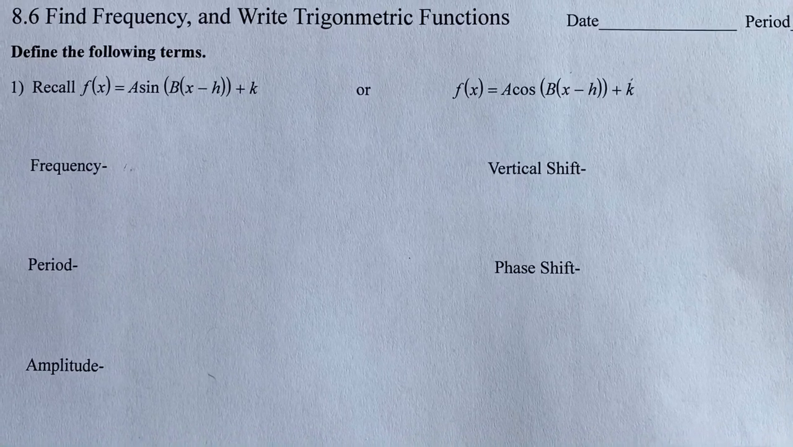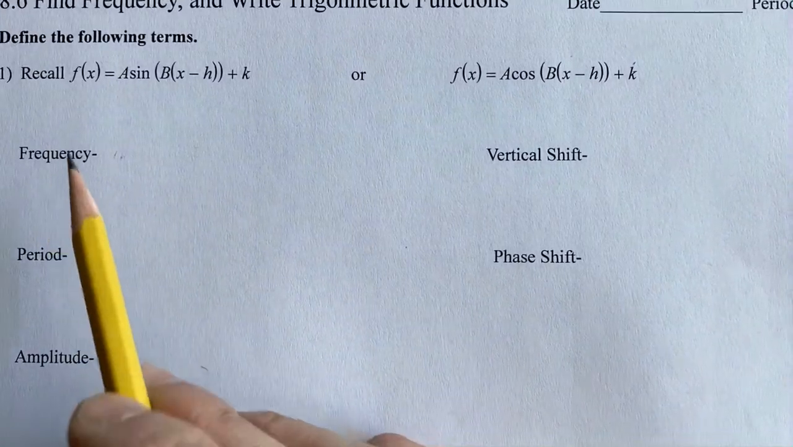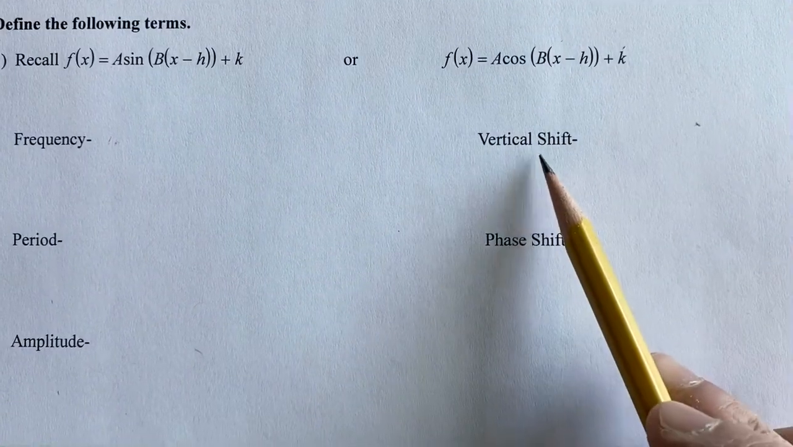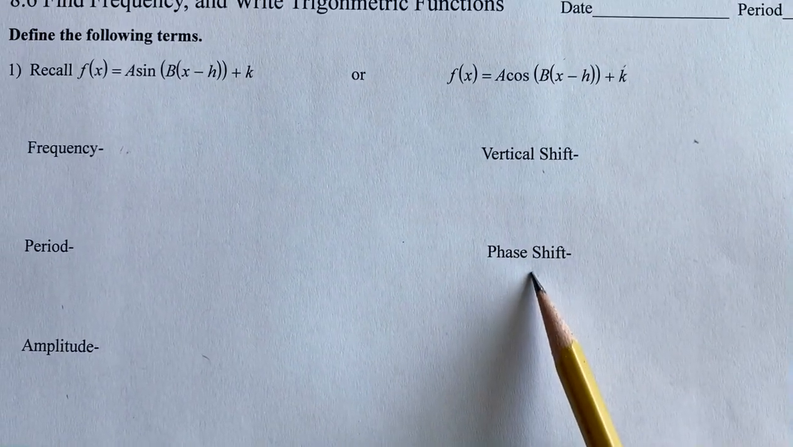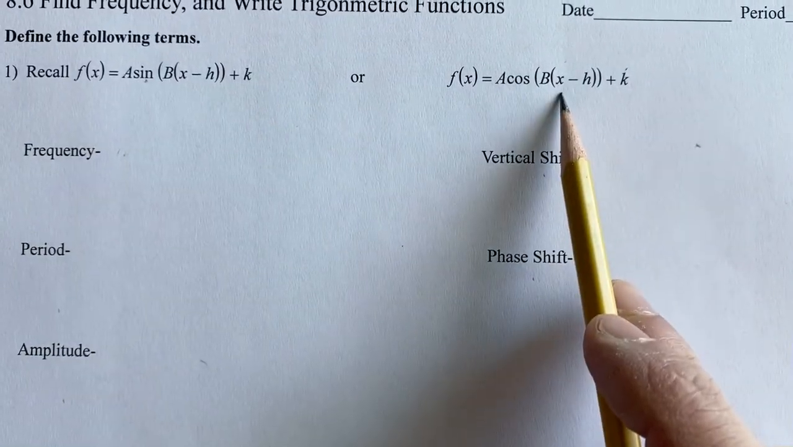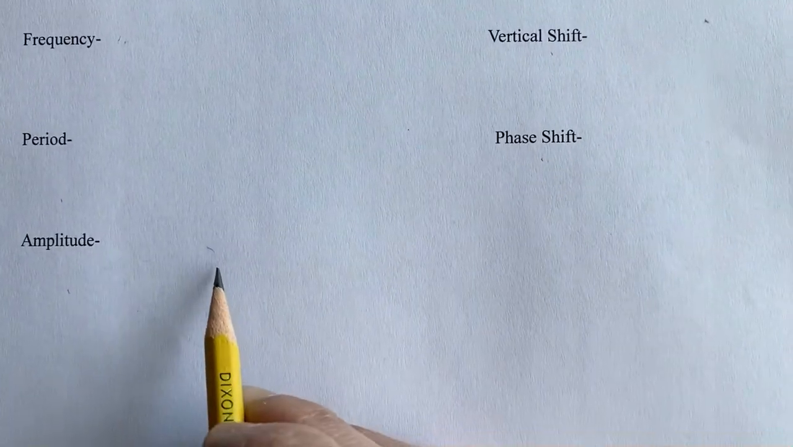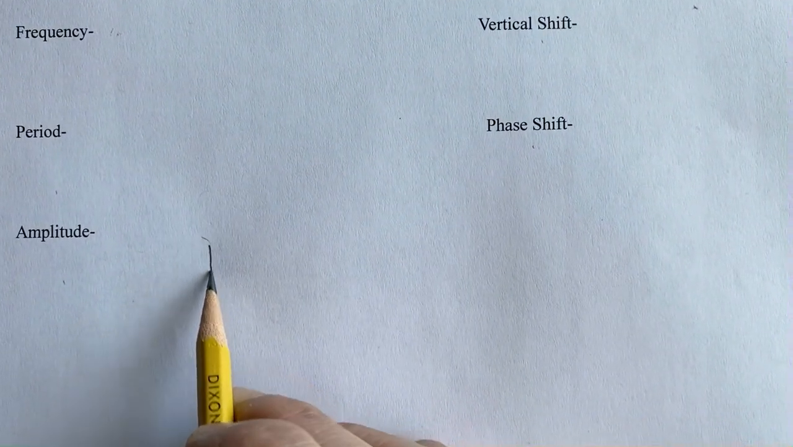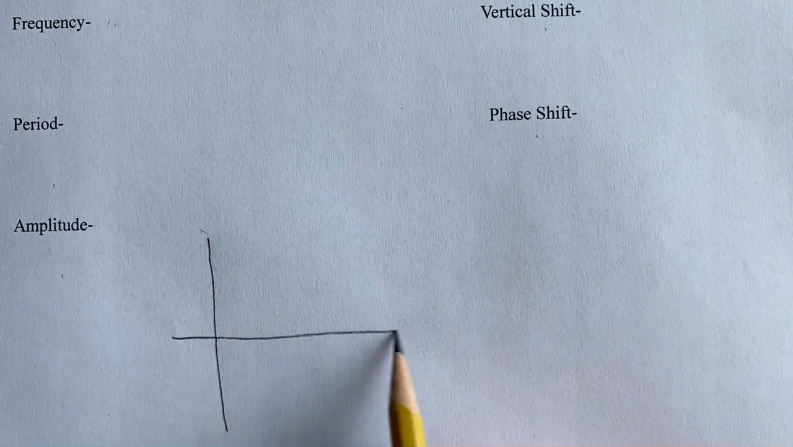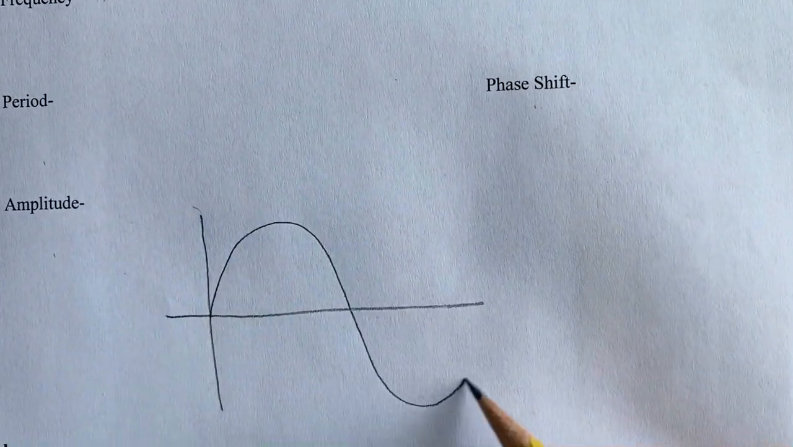All right, so if you can recall all these terms over here, frequency is actually going to be a new term, period, amplitude, vertical shift, and there's a phase shift. And you can have that for a sine graph or a cosine graph. So let me just define all these terms with you in the context of a graph. So let me sketch out my graph over here. And so here's my sine graph.